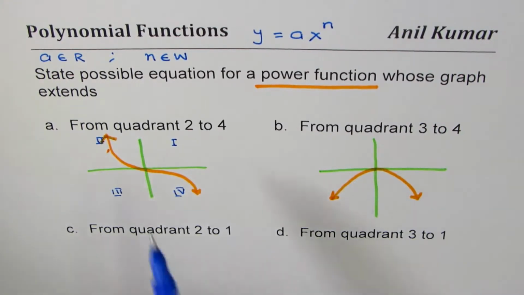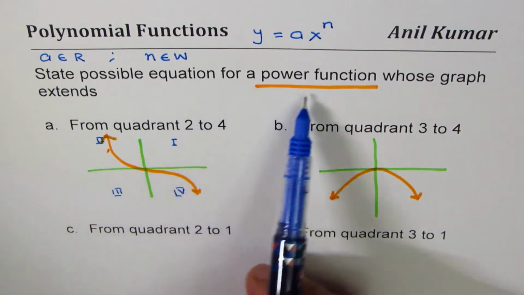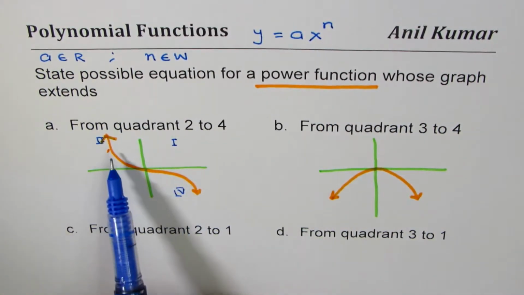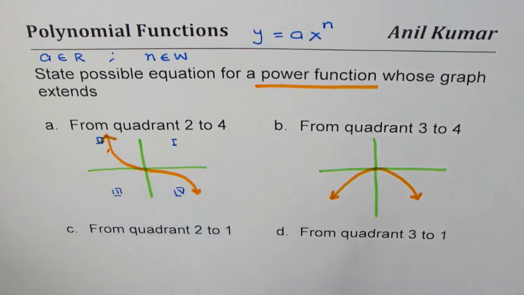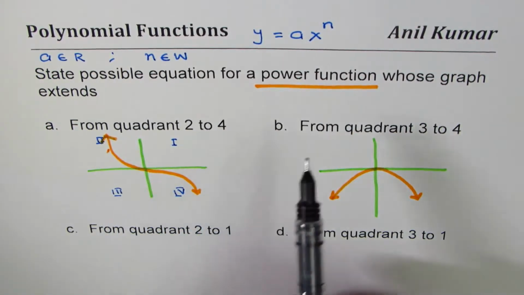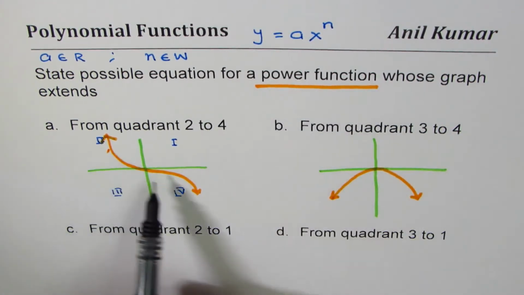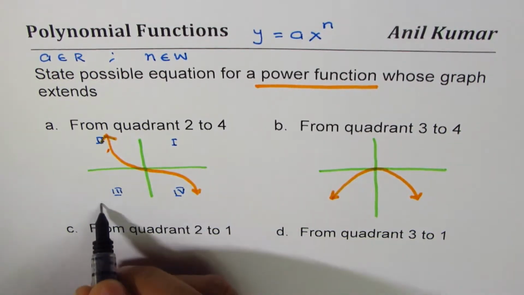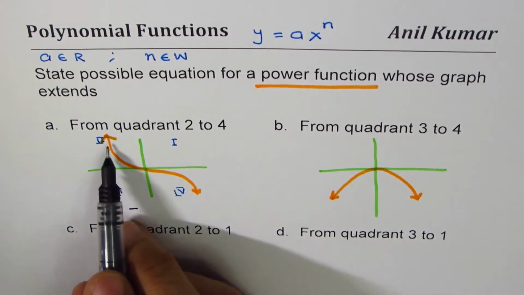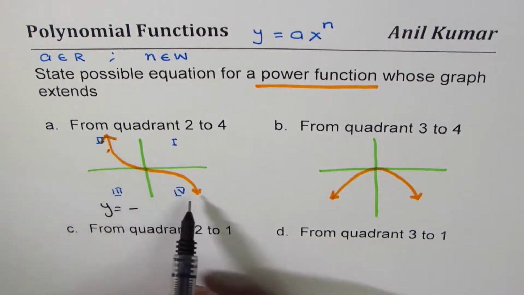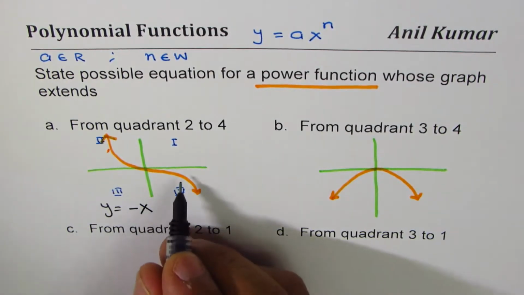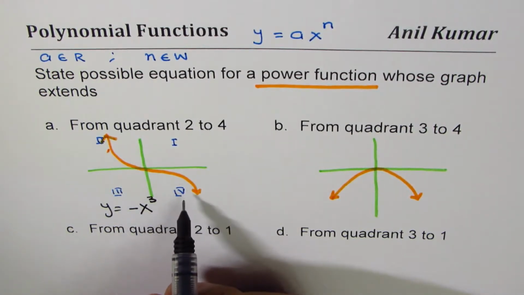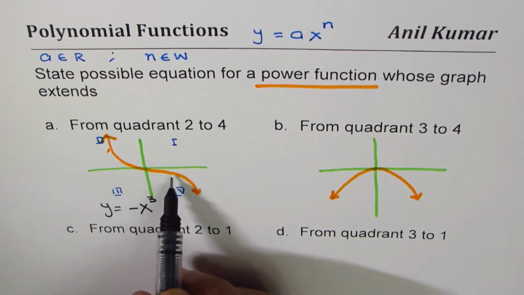So the question here is, state a possible equation for a power function whose graph extends from quadrant 2 to 4. What could be the equation for a power function? Well, in this case, since the right side is down, the leading coefficient is negative. So we could write this as y equals negative. And since both the ends are opposite ends, power has to be odd. So we could write this as x cubed, for example. So that could be a power function represented by the graph.